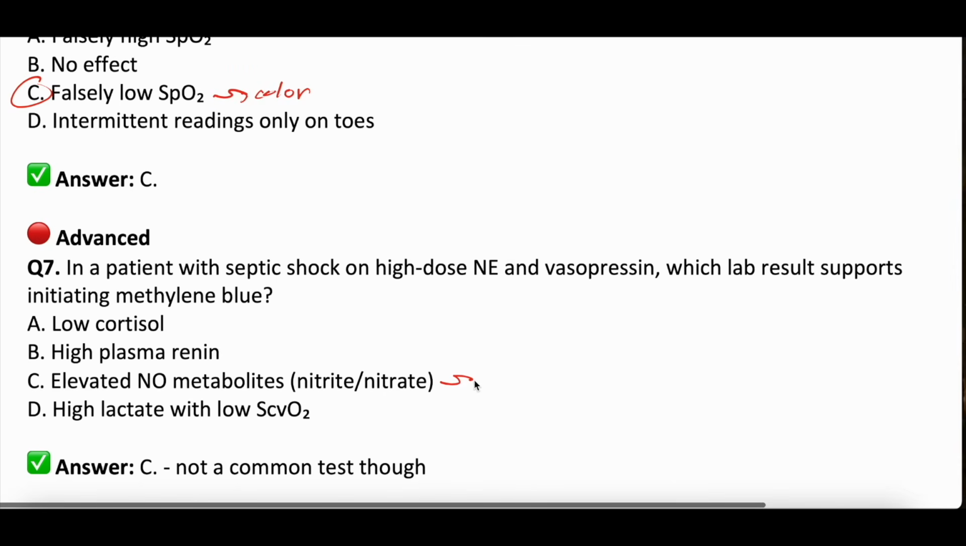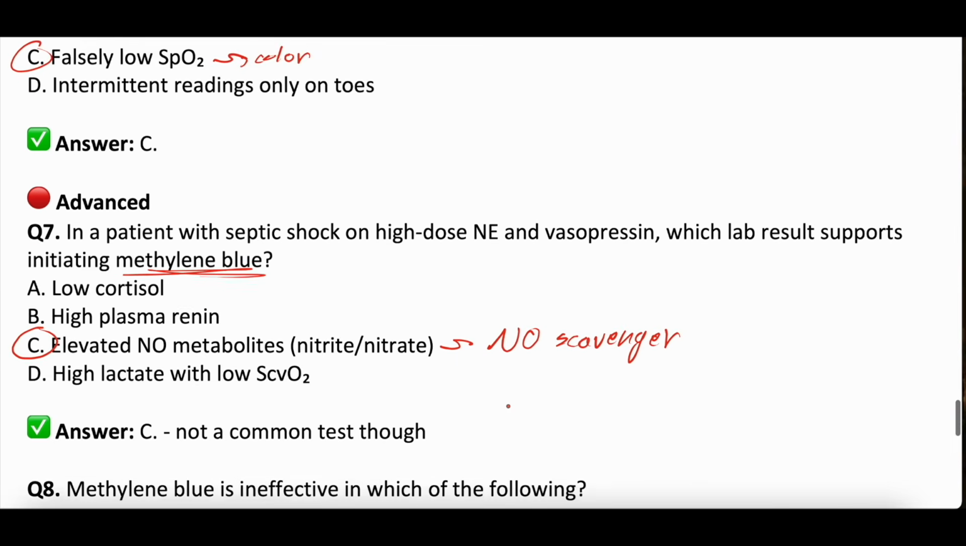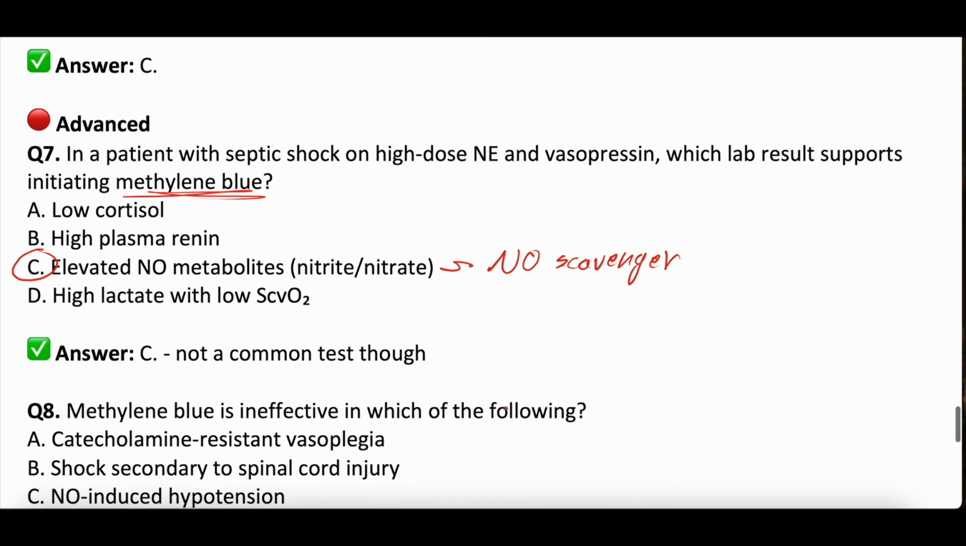Methylene blue, we know, is a nitric oxide scavenger. It inhibits the production of nitric oxide, and nitric oxide causes vasodilation. So if someone has high nitric oxide metabolites, methylene blue may be particularly useful in reversing the vasodilation from nitric oxide. Question 8. Methylene blue is ineffective in which of the following?